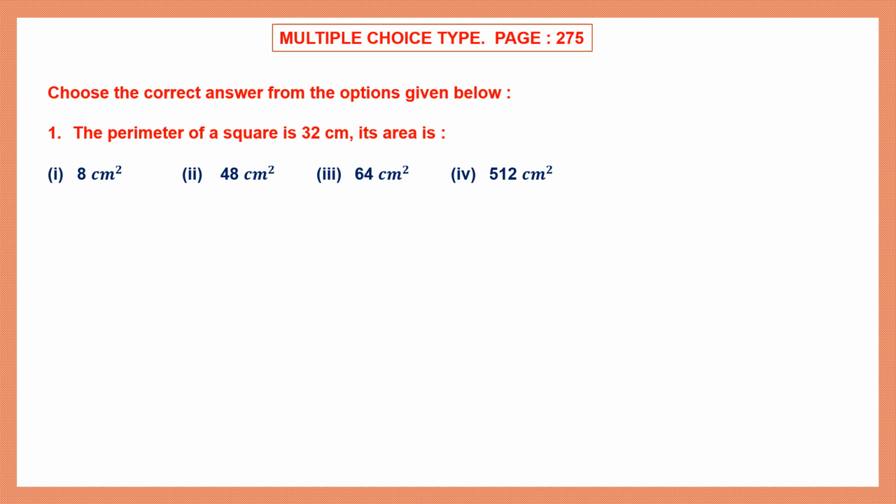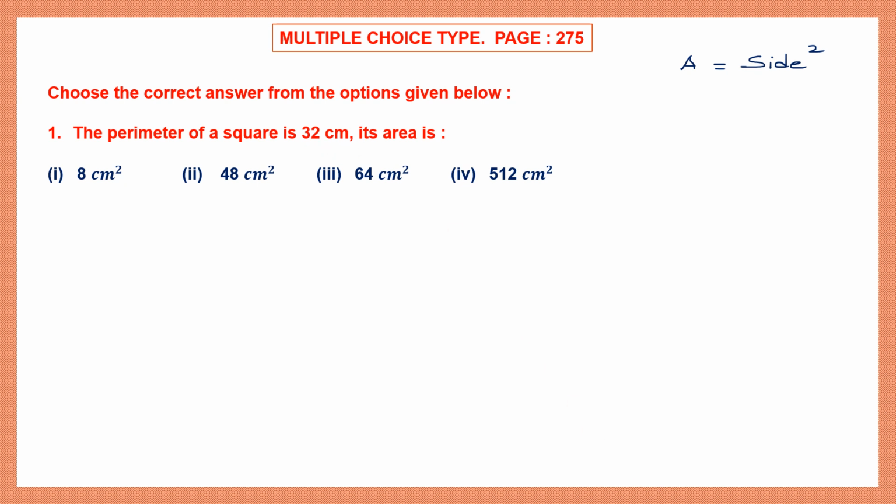Now, what is the formula to find area of a square? The formula is side into side or it is side square. That means we need to know the value of side if we have to find the area of the square. But here the side of the square is not given. What is given to us is the perimeter of the square.